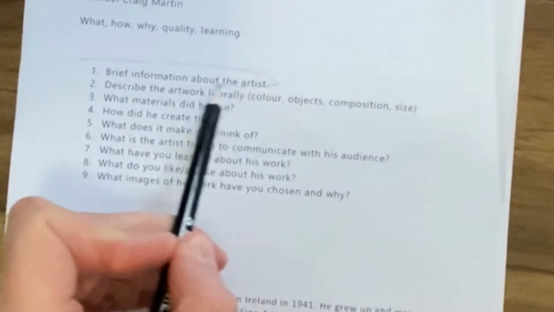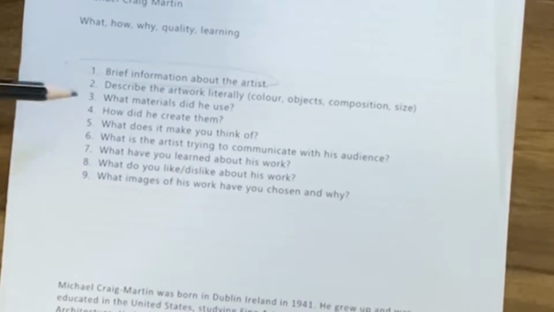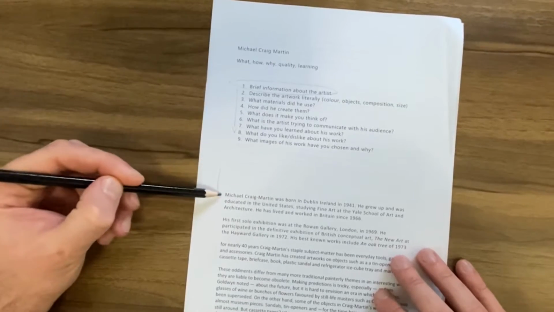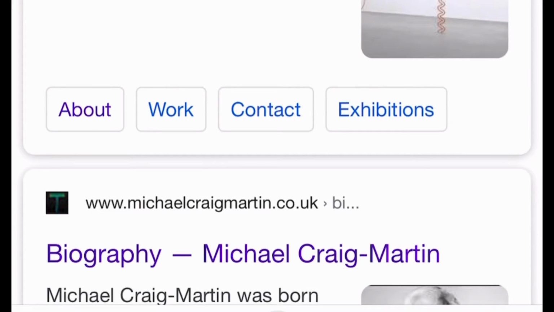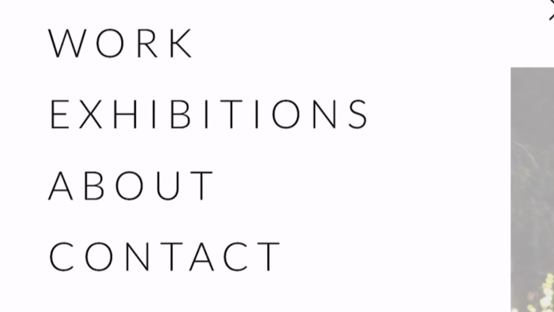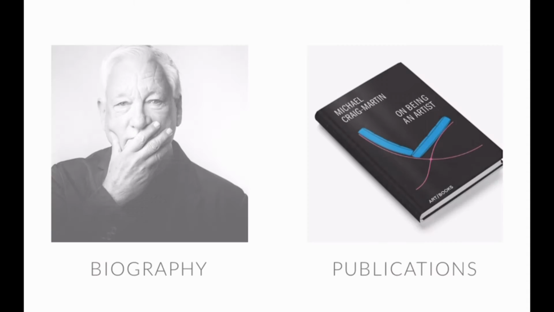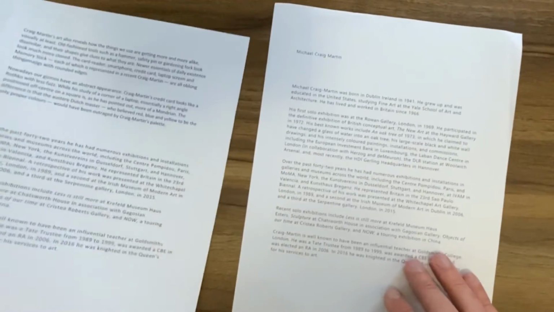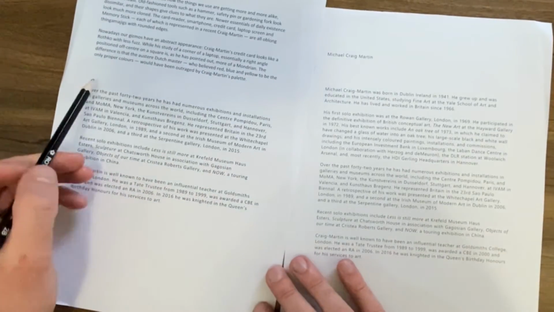Now this is the writing, and there's a number of questions that you'll need to answer to make sure that you'll fully get the artist research up to scratch. And the first thing is getting some basic information about the artist. And there's a number of places where you can go. Here, Michael Craig Martin's website. You could also maybe go onto the Tate website, where I've printed off some stuff here.